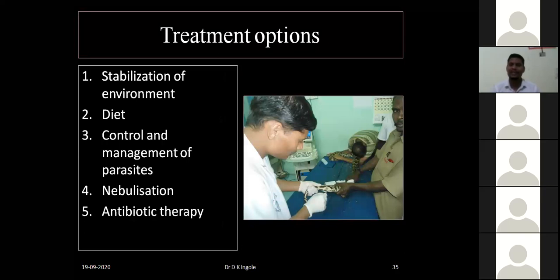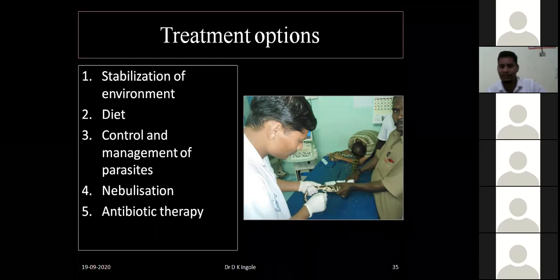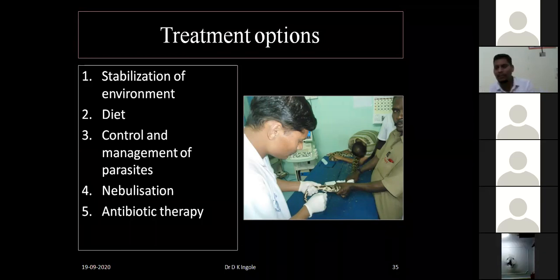So what are the treatment options? First thing is stabilizing the environment. 99% of problems will be solved once you manage the environmental temperature and the temperature and humidity of the particular case. Then diet. We have to supply the proper diet. Then control and management of parasites.